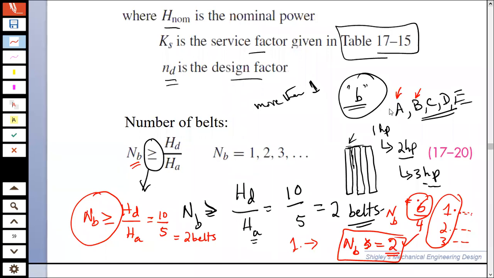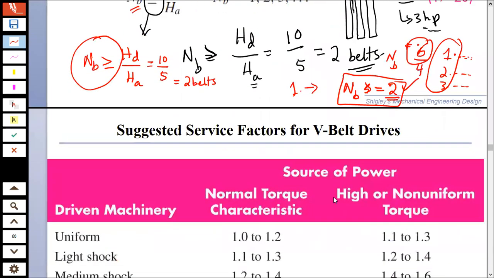You are the designer, and in design you have to decide whether you are going to keep this A section, or instead of using 3 belts, you say no, I want to switch to B section. That is your decision. ठीक है जी. So you either switch the section or you use more number of belts. Okay.